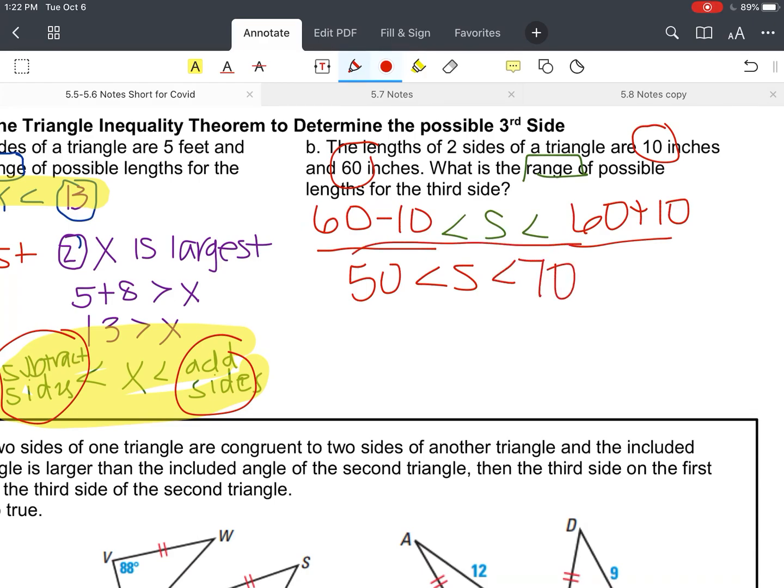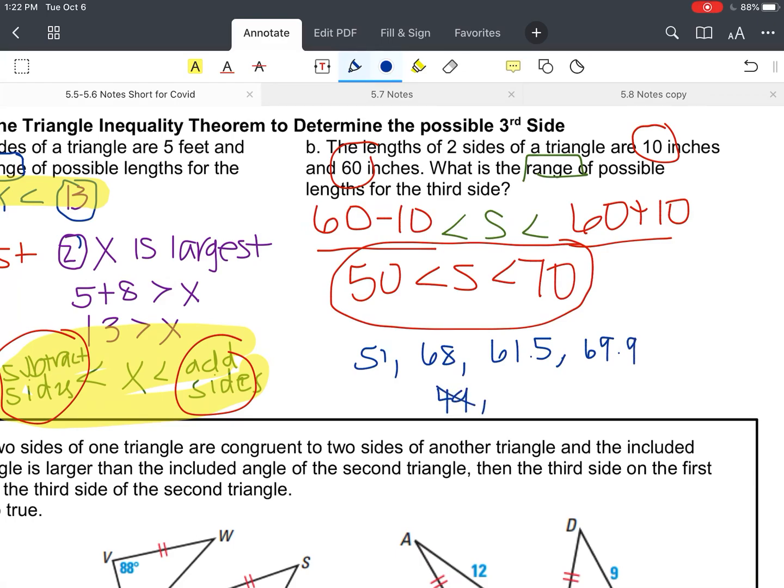60 minus 10 is 50. 60 plus 10 is 70. So that would be the range of possible side lengths, meaning different numbers that are in this range would work. So 51 could be a side length. 68 could be a side length. 61.5 could be a side length. 69.9 could be a side length.